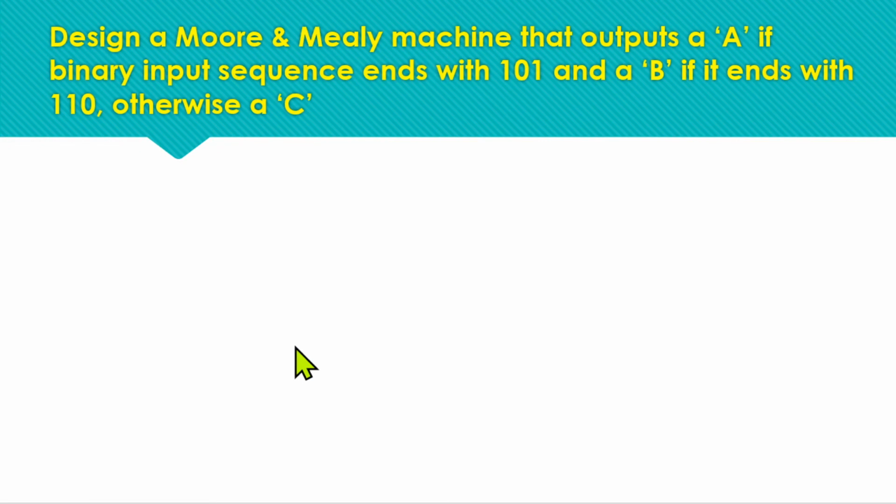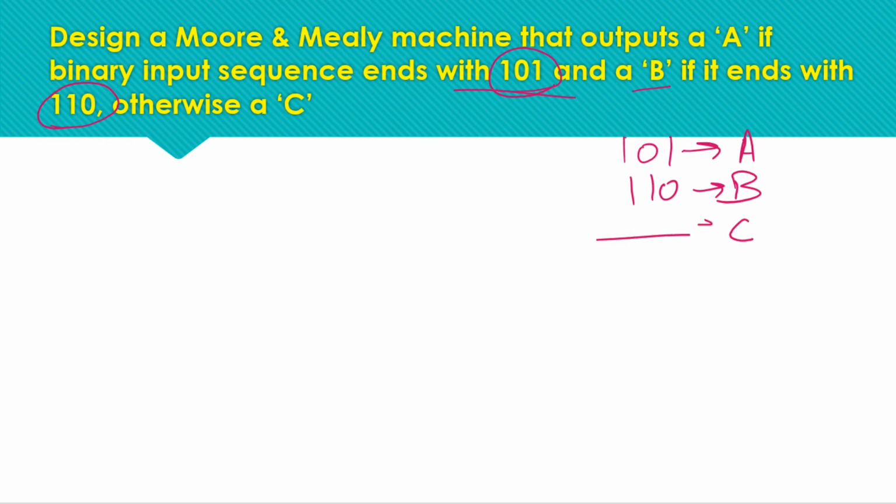Next question is, design a Mealy and Moore machine that outputs a if the binary input sequence ends with 101, and if it ends with 110, then we have to output b. So if the sequence ends with 101 output a, and if it ends with 110 output b, otherwise output c. For all other cases we have to print c.